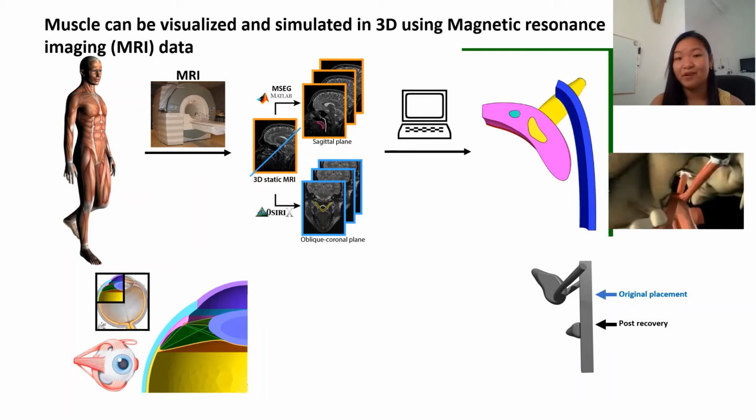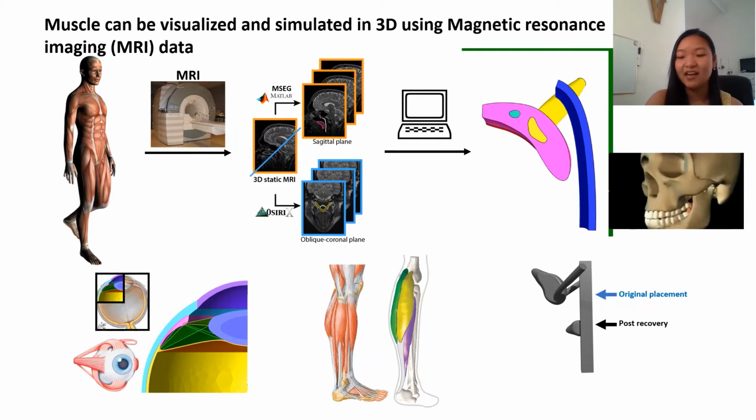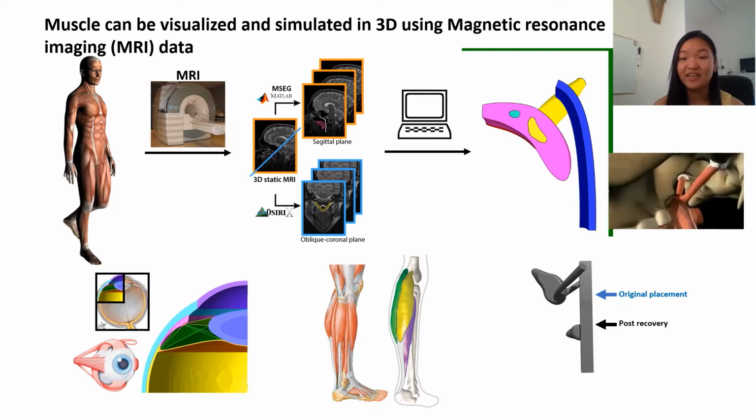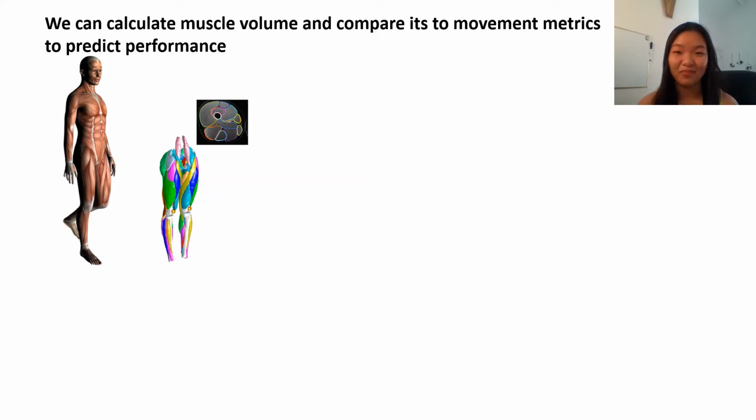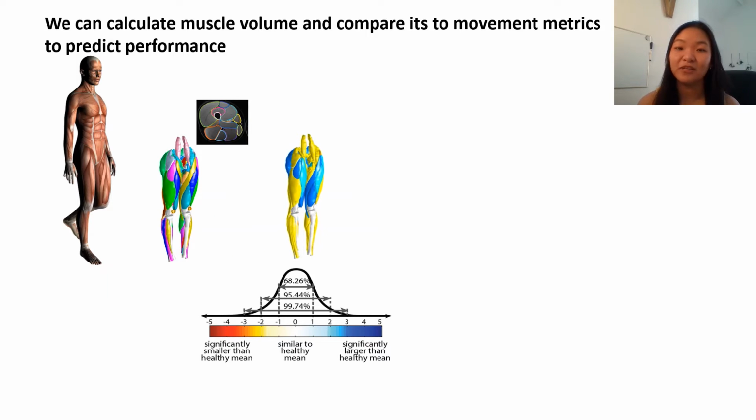In our lab, we also apply this technique to the study of other muscles in our body, such as the ciliary muscle in the eyes, or the muscles in the lower limbs, such as the gastroc and the soleus. Another way that we can utilize our muscle model is to calculate the muscle volume of individual lower limb muscles, then compare this muscle volume to a database of a healthy population, and generate a heat map to visualize this muscle comparison on top of the 3D model that we generate.